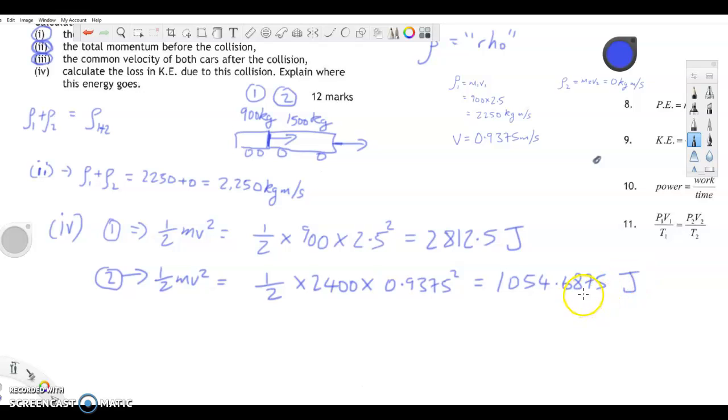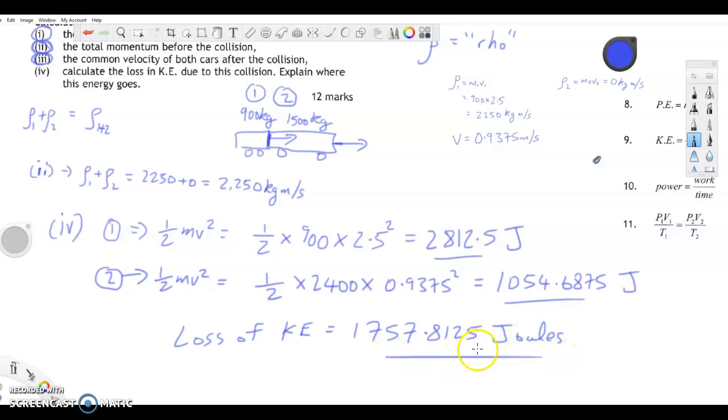So there's a fall in kinetic energy. To calculate the loss, we subtract this from this. So I have 2812.5 minus my last answer, and I get a loss of kinetic energy equal to 1757.8125 joules. Right, that's our loss in kinetic energy.